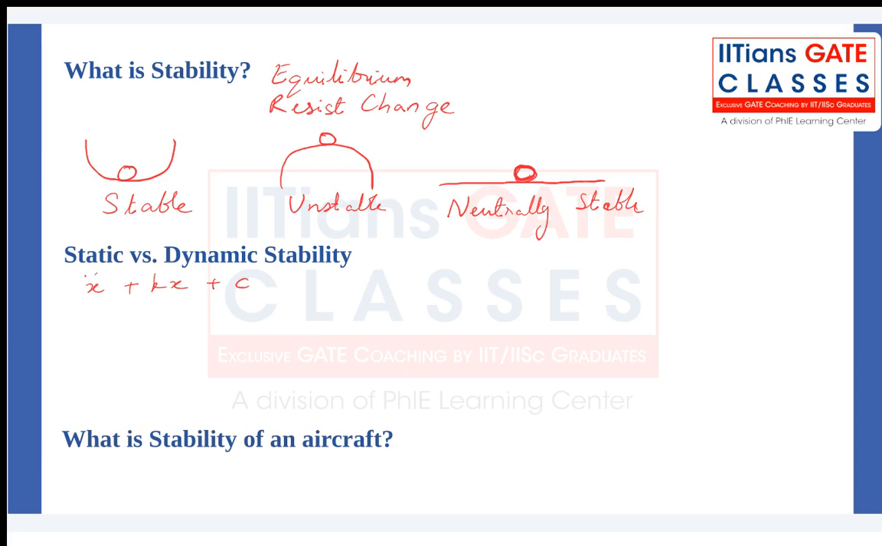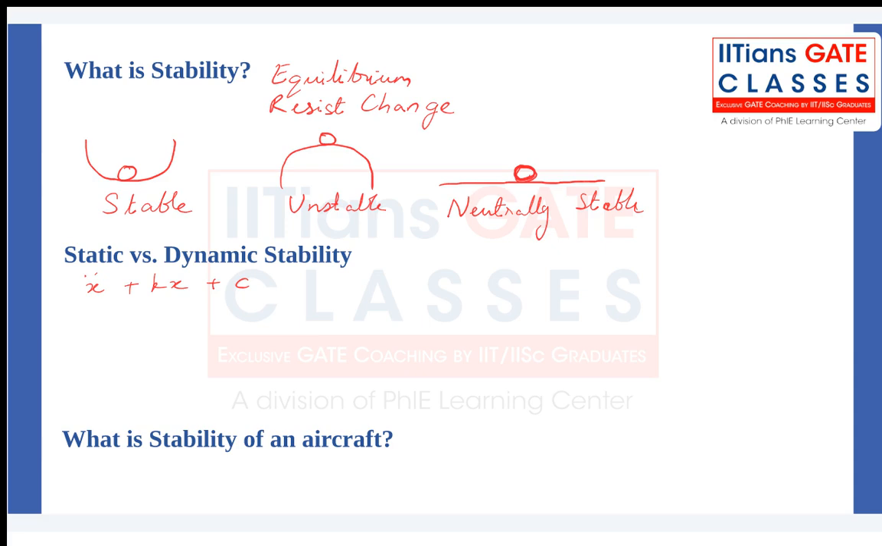Now, the k term here is the one that resists this change, right? The resistance towards any change, or the reason why it tries to go back to the equilibrium point, is the stiffness, k. Now you have something known as the damping, right? What does this damping do? It takes the system towards equilibrium or takes it away from equilibrium over a period of time.